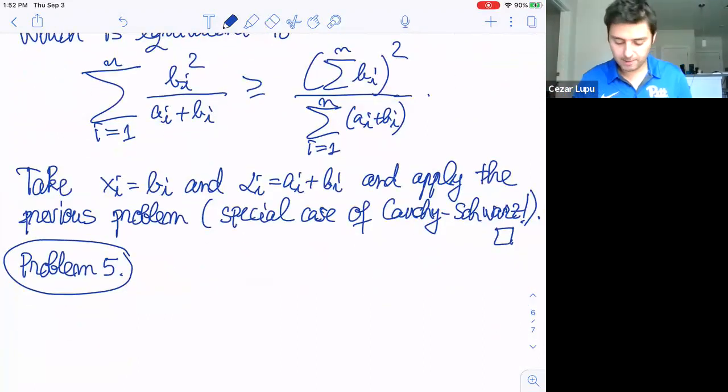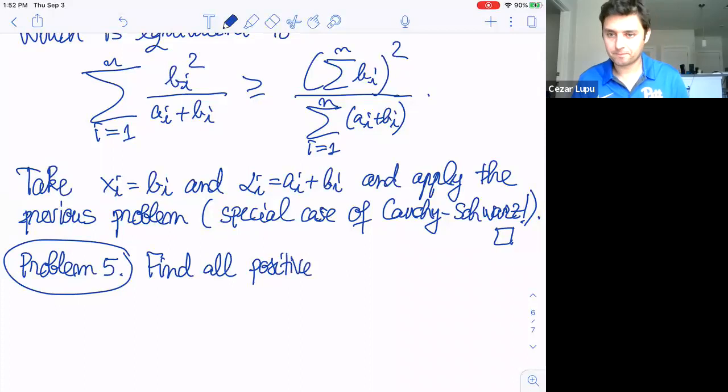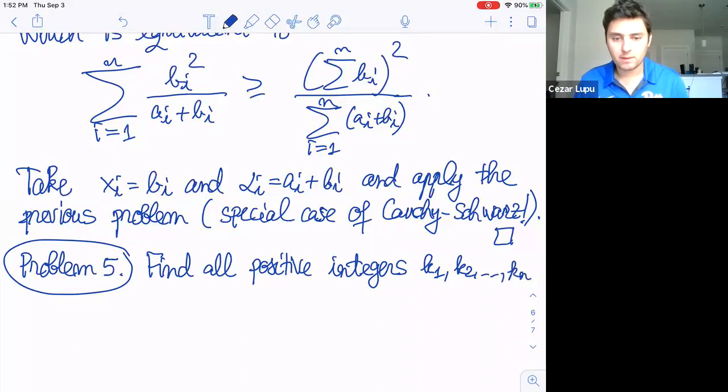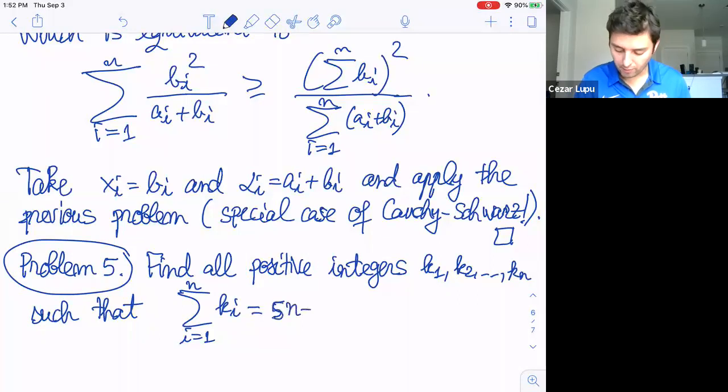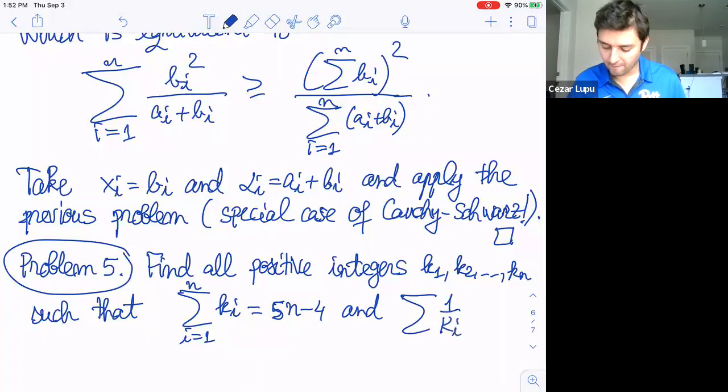So problem 5 said the following: find all positive integers k1, k2, ..., kn, such that the sum of the ki is 5n minus 4, and the sum of the inverses is 1. Well, I said something in my class, right?